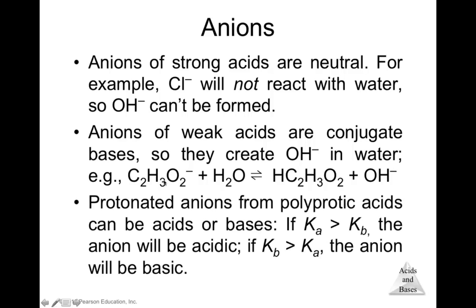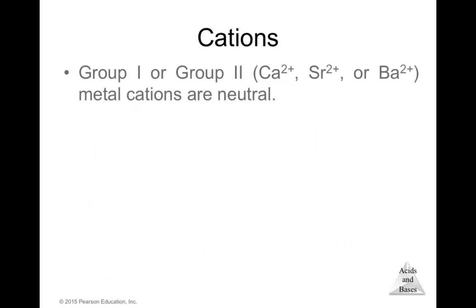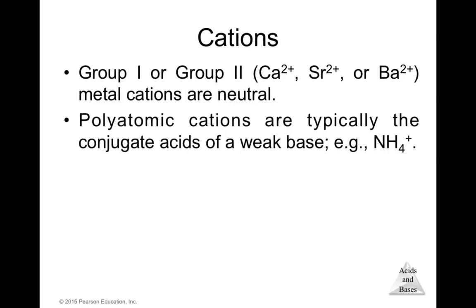Other anions are protonated anions from polyprotic acids that can be acids or bases. If the Ka is larger than Kb, the anion will be acidic. If the Kb is larger than the Ka, the anion will be basic. So what about the cations? Group 1 or group 2 metal cations are neutral. So if it's a cation from group 1 or group 2, it's going to be neutral.